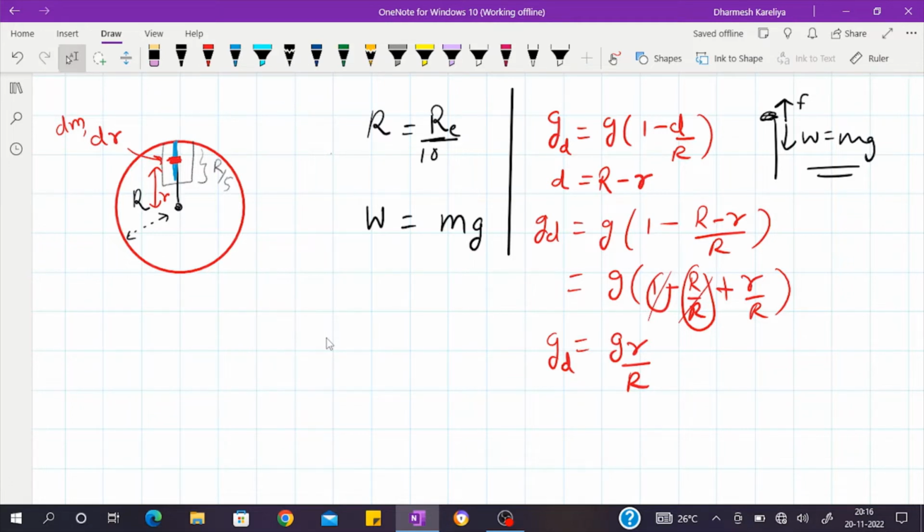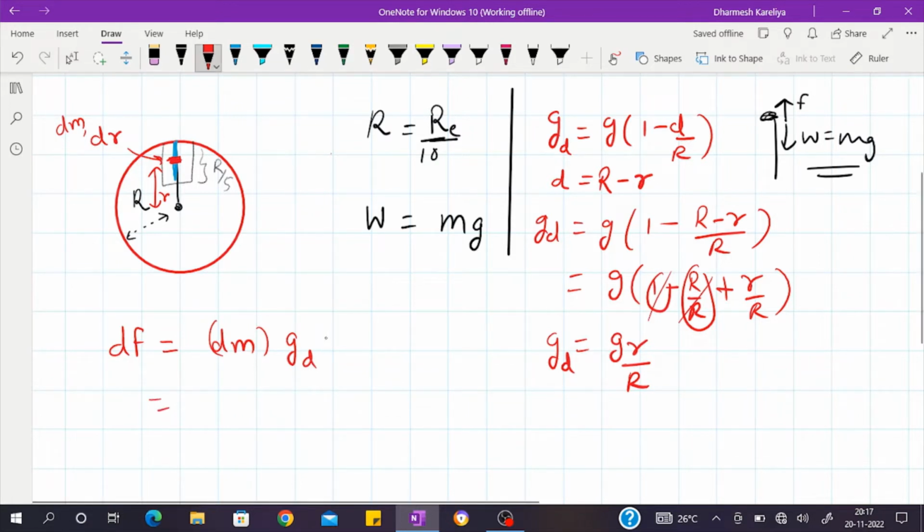Okay, so now what we can do is, let us find the gravitational force, or the force required to lift that small element dm. So that will be a little force dF, and the force direction is upwards only. So how much will be the force? dF will be mg, instead of m we will write dm, which is the mass of that small element, into g at that position, g at that depth.